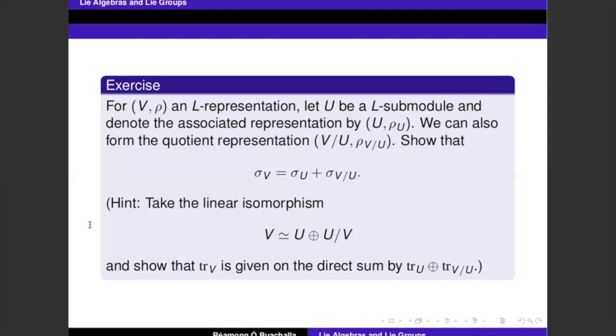And you should show this. The hint here is that you consider the linear isomorphism. Of course, we have an isomorphism of vector spaces here. And try to show that with respect to this isomorphism, the trace here is actually going to be given on the other side by the sum of the trace of this and this. Okay.